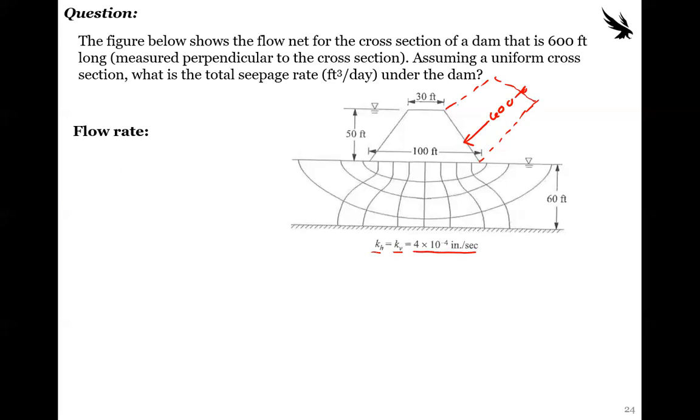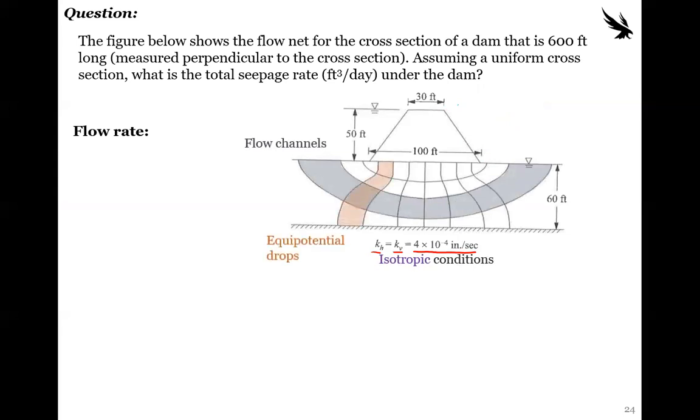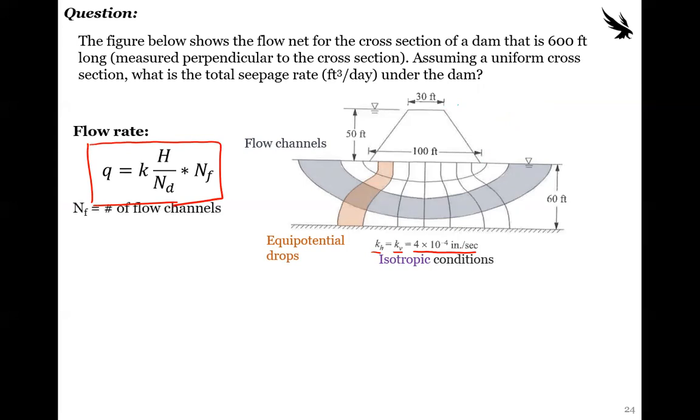So to find the flow rate, we know the flow rate is equal to, these are isotropic conditions. So these are our flow channels and our equal potential drops are here. So our flow rate is equal to this equation from our flow nets. So we have the permeability coefficient and we have the flow net. So all we need to do is count the number of flow channels and the number of equipotential drops.